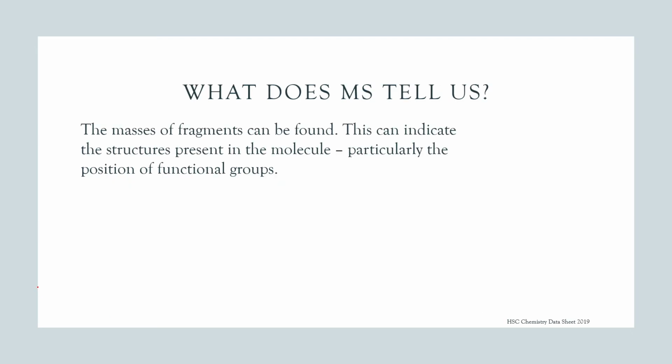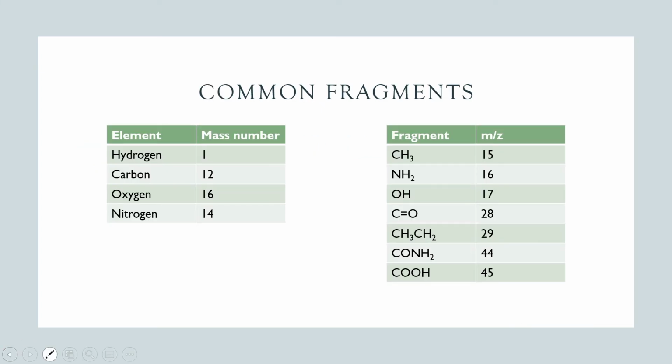So when looking at our mass spectroscopy and reflecting on what it actually tells us, we can generally determine the mass of fragments or even the parent peak itself. And this can indicate some of the structures that are actually in the molecule and even give us an indication of where functional groups might be. Now, to determine what those actual fragments are, it's good to reflect on what the masses of all of our elements are, as well as some of the common fragments.